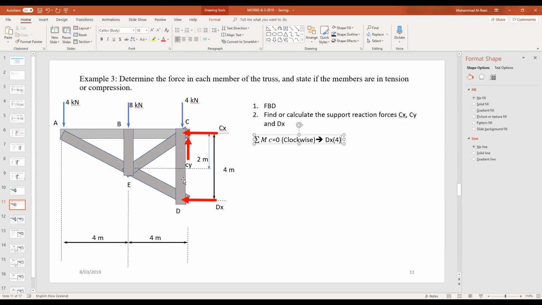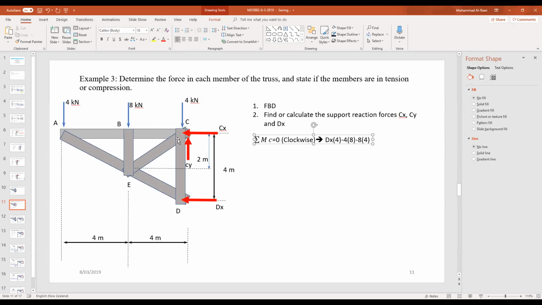Now, that one will rotate the truss in that direction, clockwise, but the 4 kilonewtons will rotate the geometry, if you see the direction for it, anti-clockwise, so it will be minus 4 times the distance. From here to C, it's 4 plus 4, it's 8 meters. Minus, there is also another force, the 8, which will rotate in the opposite direction, so it's 8 times the distance from that 8 kilonewtons to C, which is 4 meters, as indicated here.